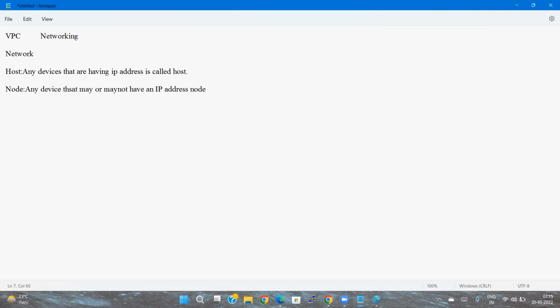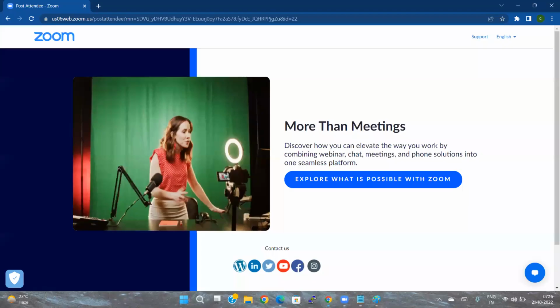Some devices may not have an IP address. The best example is networking switches, physical switches. So what is meant by a network switch? How will the network switch look? If you want to see that, let me go back here.